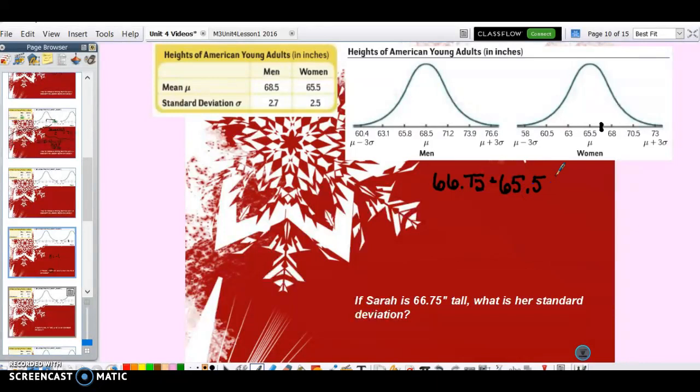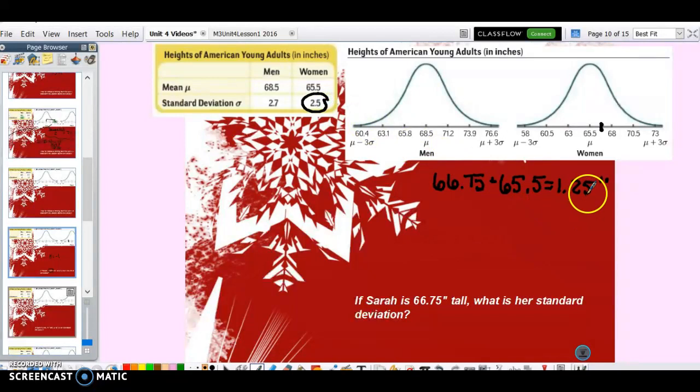So if I subtract those, we get 1.25. Now remember, that's how many inches she is off the average. We want to convert that to standard deviation. Well, we know a standard deviation for women is 2.5 inches.